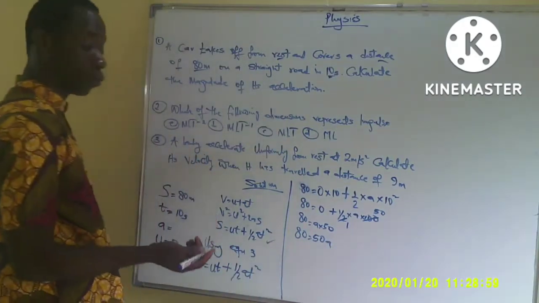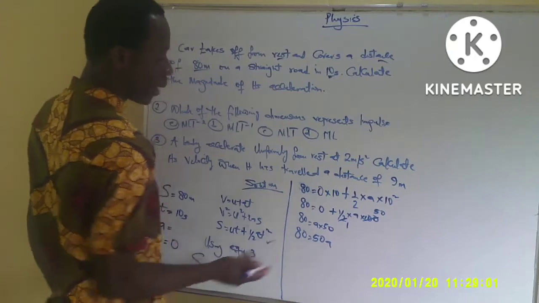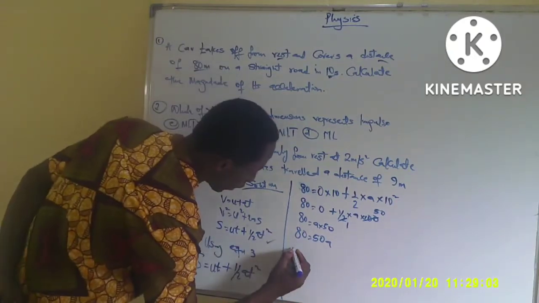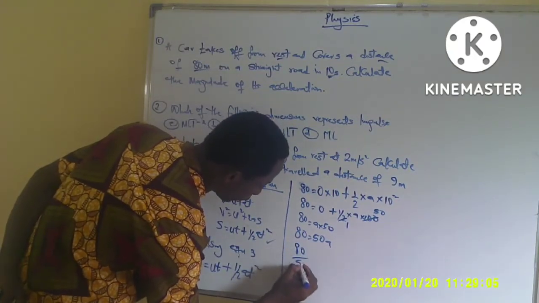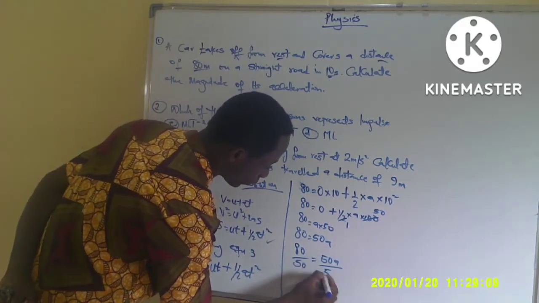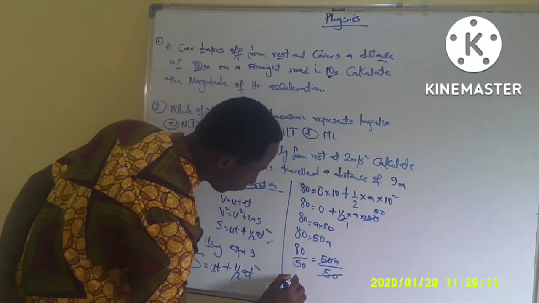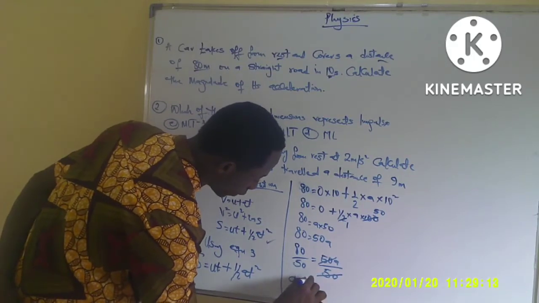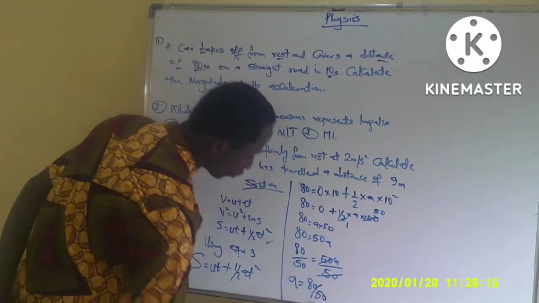So what I'm going to do, divide both sides by what? By 50. So we're going to say 80 divided by 50 is equal to 50a over 50. 50 cancels 50. Our a is equal to what? 80 over 50. So let's divide it.